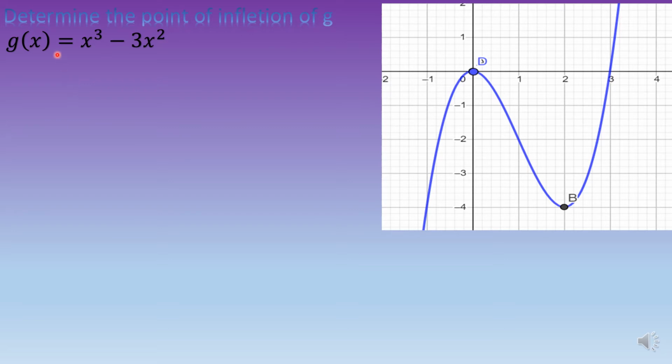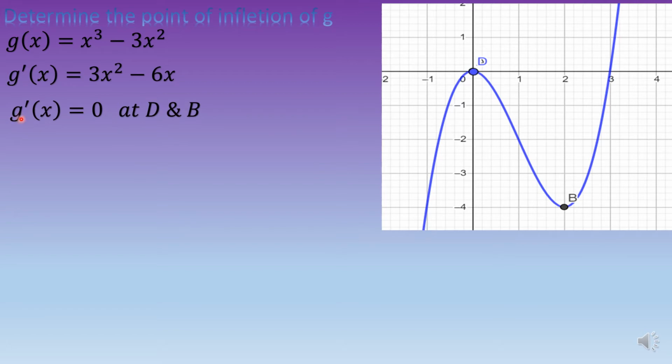So we're going to find the second derivative of g(x). But first, let's find the first derivative, which is equal to 3x squared minus 6x. When you equate the first derivative to 0, you find the x-coordinate of the turning point. Hence, you know that at the turning point, the derivative of a function is equal to 0. So at D and at B, the gradient is equal to 0. That is why the first derivative is equated to 0, because the first derivative is just the gradient of g(x).